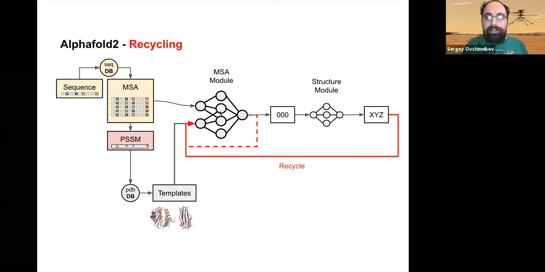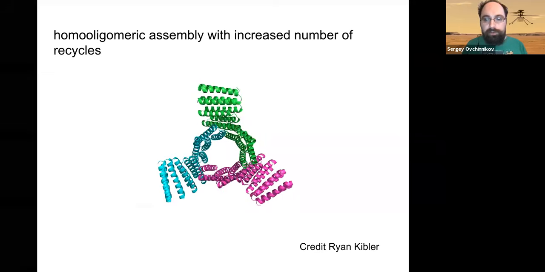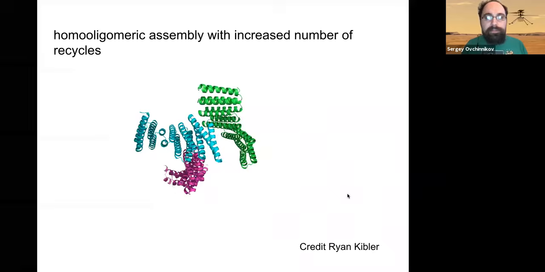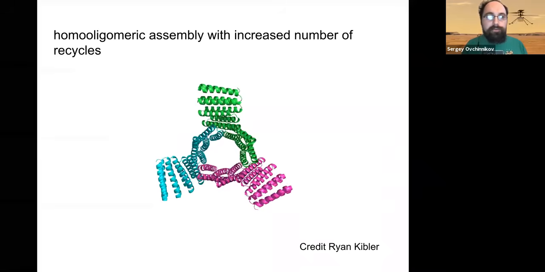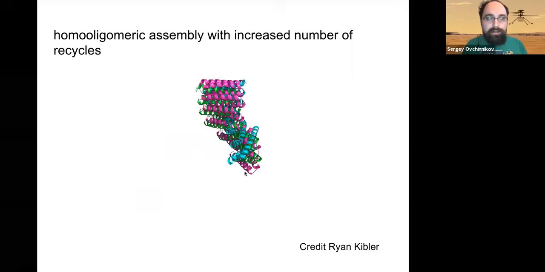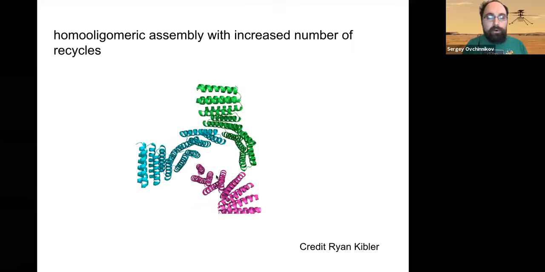And by default, this recycling is only done 3 times. And it seems to be sufficient for most cases. But one thing people have noticed is if you try to predict oligomers, and this is credit to Ryan, who shared this slide with me, sometimes doing more than 3 recycles actually gets you the correct conformation. So in this case, I believe he needed about 10 recycles in order to get this oligomer to form.